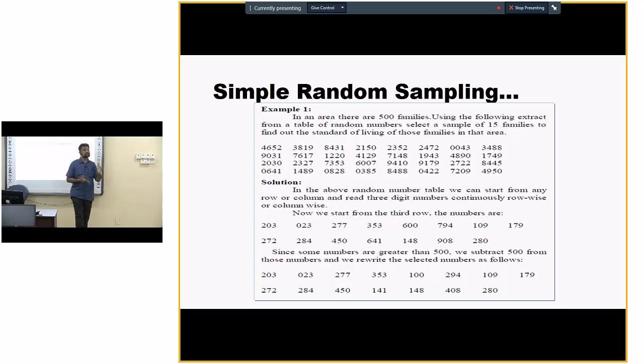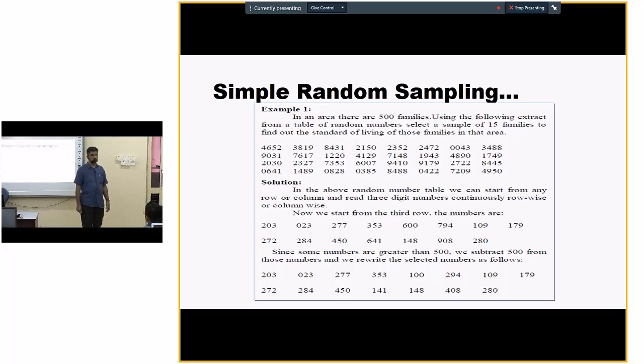Likewise I can select, right? In this example, they are starting from this third row. In the above random number table, we can start from any row or column and read 3-digit numbers continuously, row wise or column wise, right?